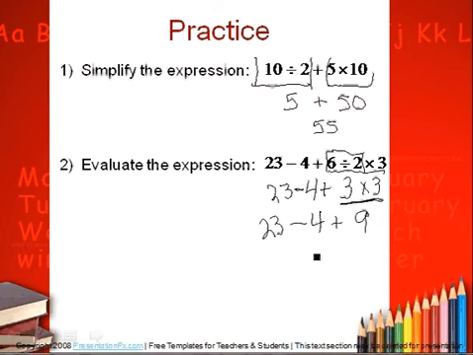Now I've got adding and subtracting that are on the same level, but I have to go from left to right, like reading a sentence. We start, at least in America, over here and read left to right. So 23 minus 4 is 19. So that becomes 19 plus 9. I know 9 plus 9 is 18, or I could think of 19 plus 10. 19 plus 10 is 29, and 9 is 1 less than 10. So my final answer would have to be 28.